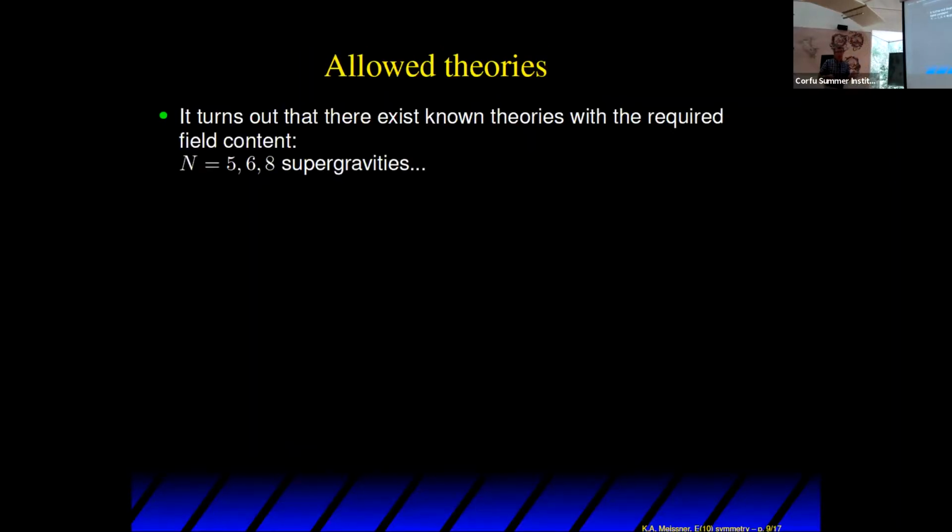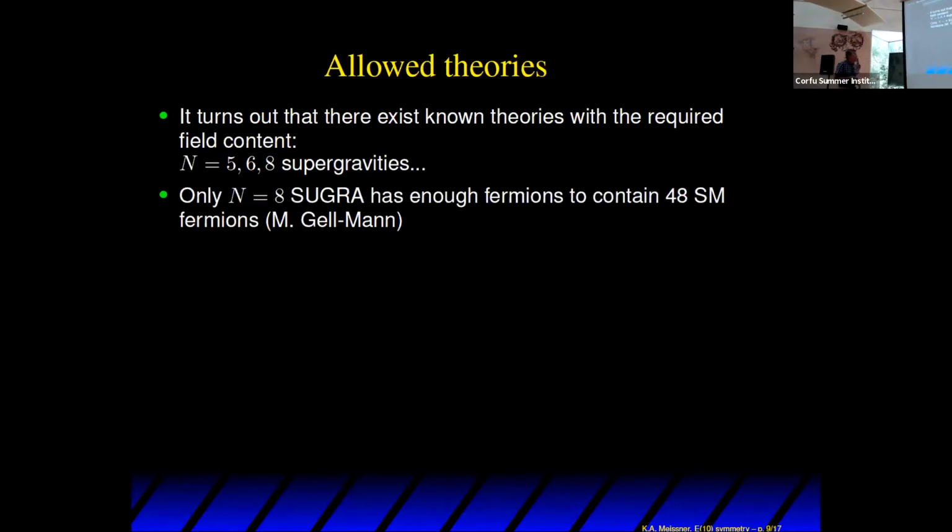That is probably connected to the fact that they have absolutely incredible finiteness properties, as proven by the maximally helicity violating amplitudes, up to 4 loops and starting on. Only those, but the first 4 do not have these properties. So only the n equals 8 supergravity of those has enough fermions to contain the 48 degrees of freedom of the standard model. I'm talking about fermion degrees of freedom. So we have 6 quarks, each of 3 colors, and we have 6 leptons.